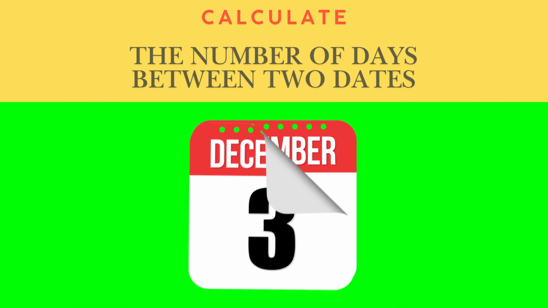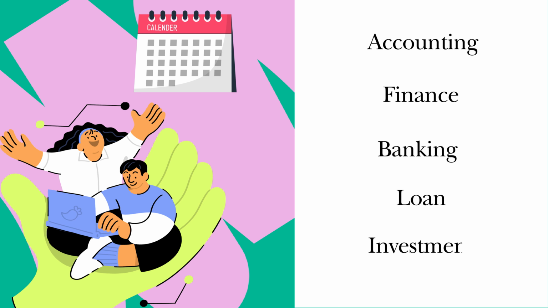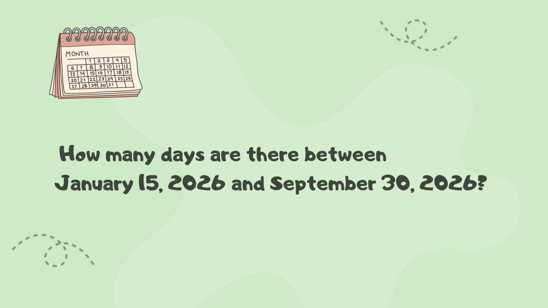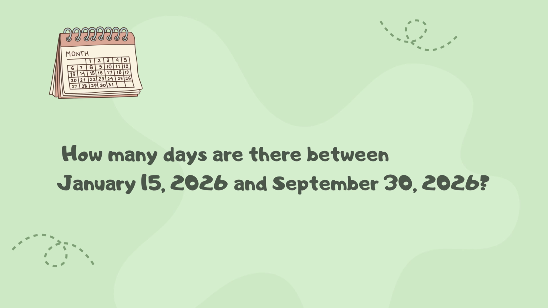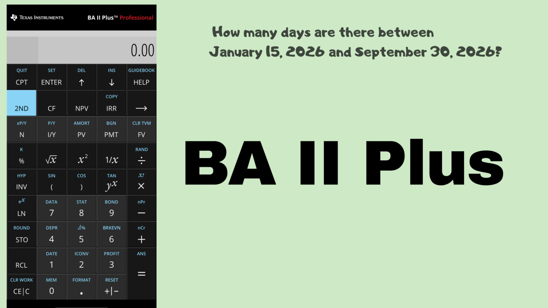of days between two dates. This function is extremely useful for accounting, finance, banking, loans, and investments. Let's get started. Suppose we want to know how many days are there between January 15, 2026 and September 30, 2026. The BA2 Plus calculator can do it in just a few seconds.